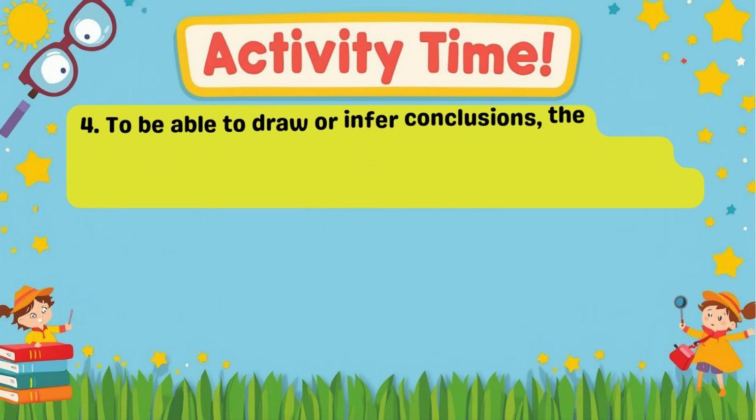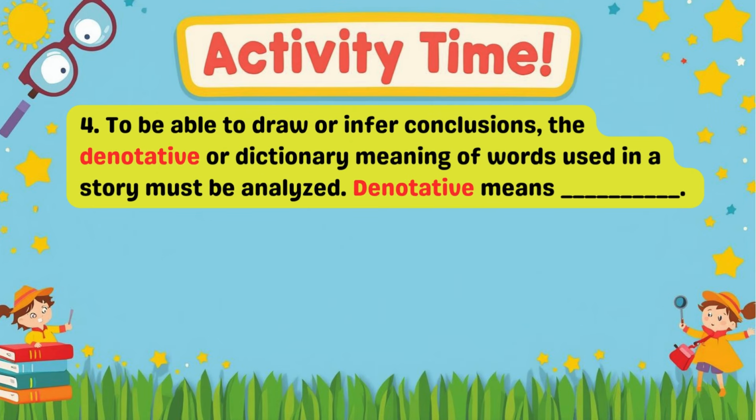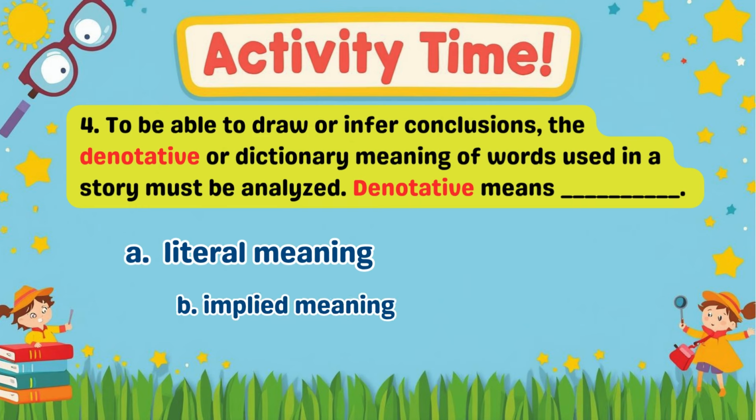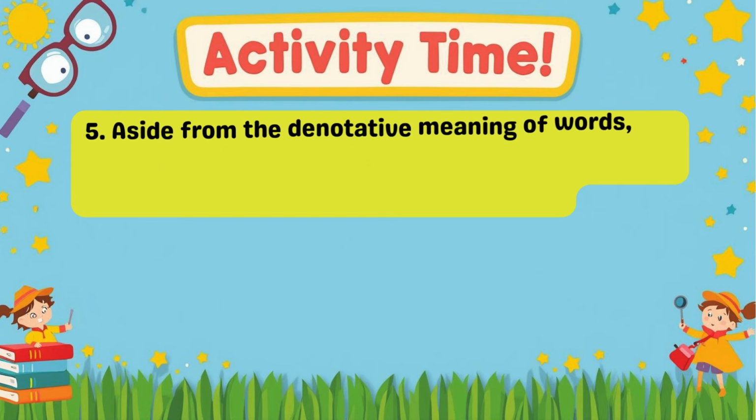Number 4. To be able to draw or infer conclusions, the denotative or dictionary meaning of words used in a story must be analyzed. Denotative means letter A, literal meaning, or letter B, implied meaning. The correct answer is letter A. Denotative means literal meaning.